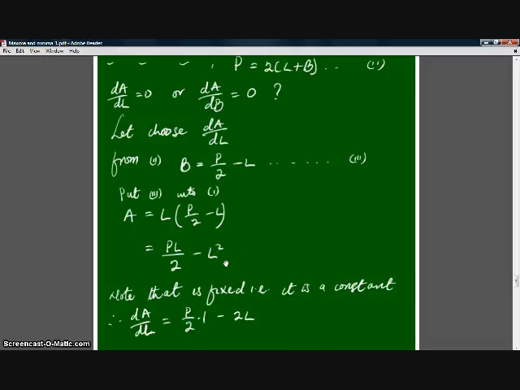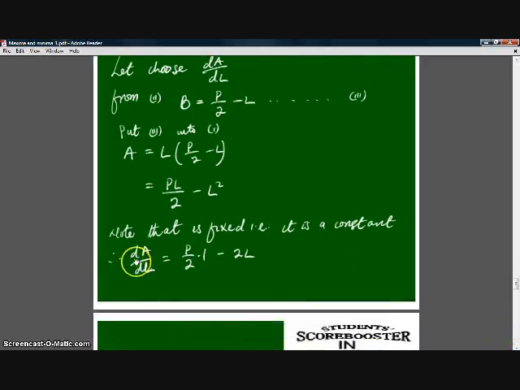We should pay attention here to the statement in the question that P is fixed. That means the perimeter P is a constant. So if we are differentiating it, we don't touch it since it's a constant. So now from here we have A equal to PL over 2 minus L squared. So we differentiate A with respect to L using this expression. We have dA/dL equal to P over 2, which is a constant. If you differentiate L here, you get 1. Differentiate L squared, you get 2L.